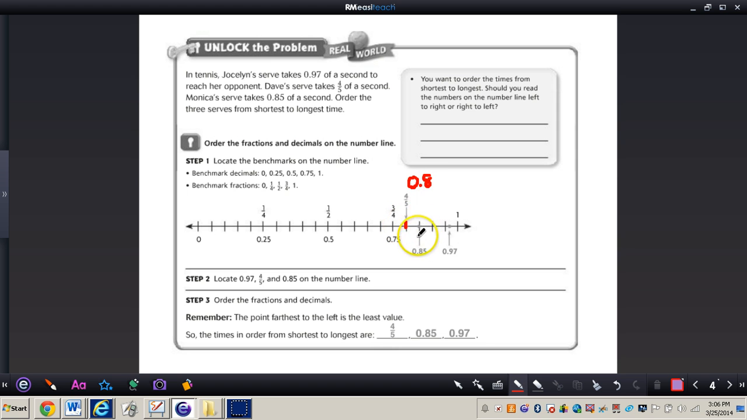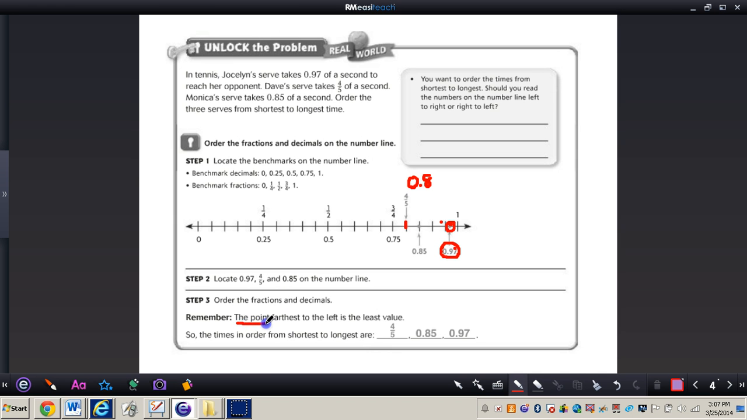Now 85 hundredths comes just right after my 8 tenths. We add 5, that's 85 hundredths. Then we have 90 hundredths, 95 hundredths, and just a little bit past my 95 hundredths is my 97 hundredths there. So we've located all of these on the number line, and then we're going to order the fractions and decimals.